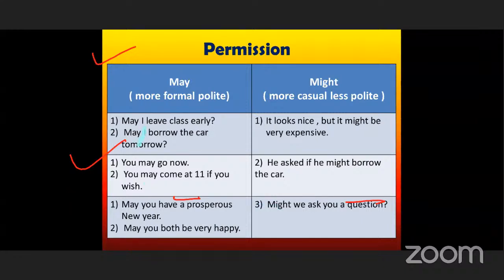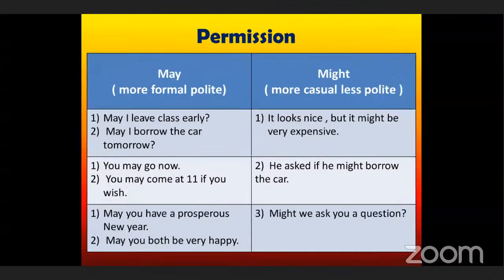Let's see the may or might usage in permission. When we want some permission, at that time we use may and might. Now see, first one is may, more formal, polite, and might is more casual, that is less polite. When we want to ask permission or give permission, the function permission, may is used when it is more formal, polite, and might is used when it is more casual, that is less polite.